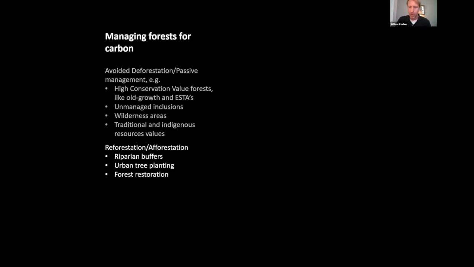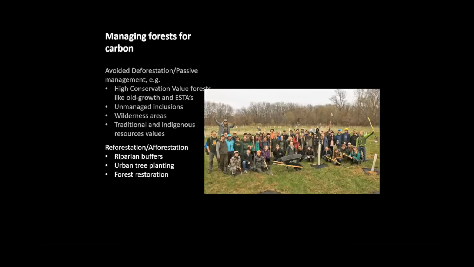So we have two more basic approaches to carbon forestry. Reforestation and afforestation are easiest to understand: plant new trees, they grow rapidly, they take up carbon and sequester it. And there are lots of opportunities for this, particularly through riparian restoration, but also urban tree planting is a big category now in the carbon market world. All right, let's move on.